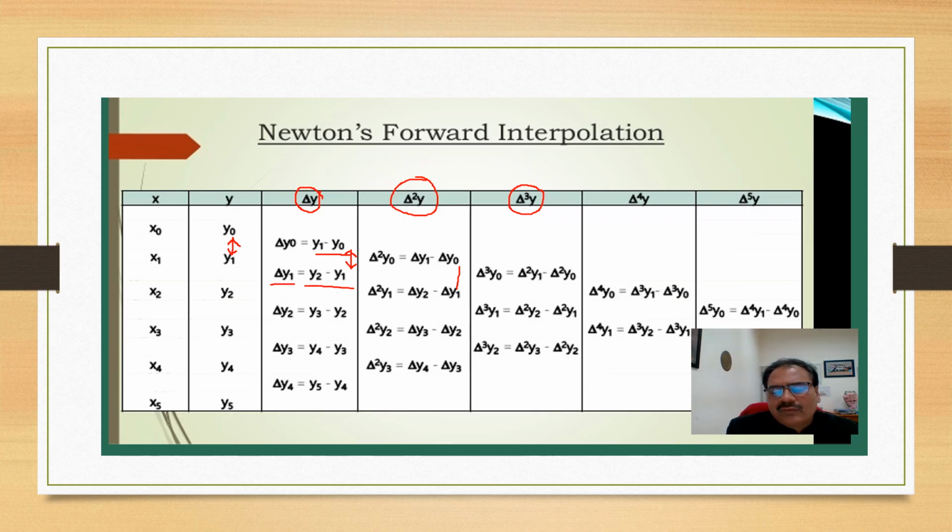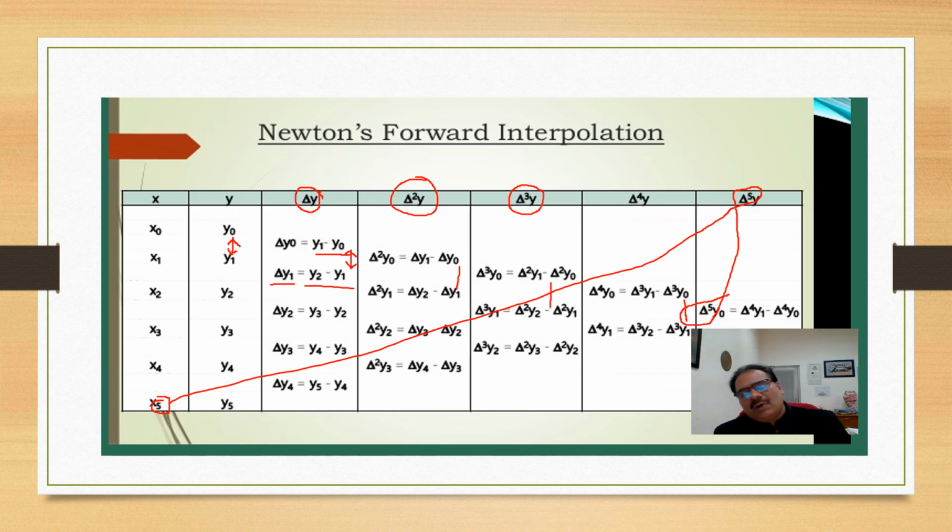Now here, del 4 y0. In a similar manner, del 4 y0 is del cube y1 minus del cube y0, and del 4 y1 is del cube y2 minus del cube y1. Their difference is del power 5 y0, equal to del power 4 y1 minus del power 4 y0. Now you can stop here and look at the last entry, x5, and here there is also del 5. So this is the symmetry of the forward table.